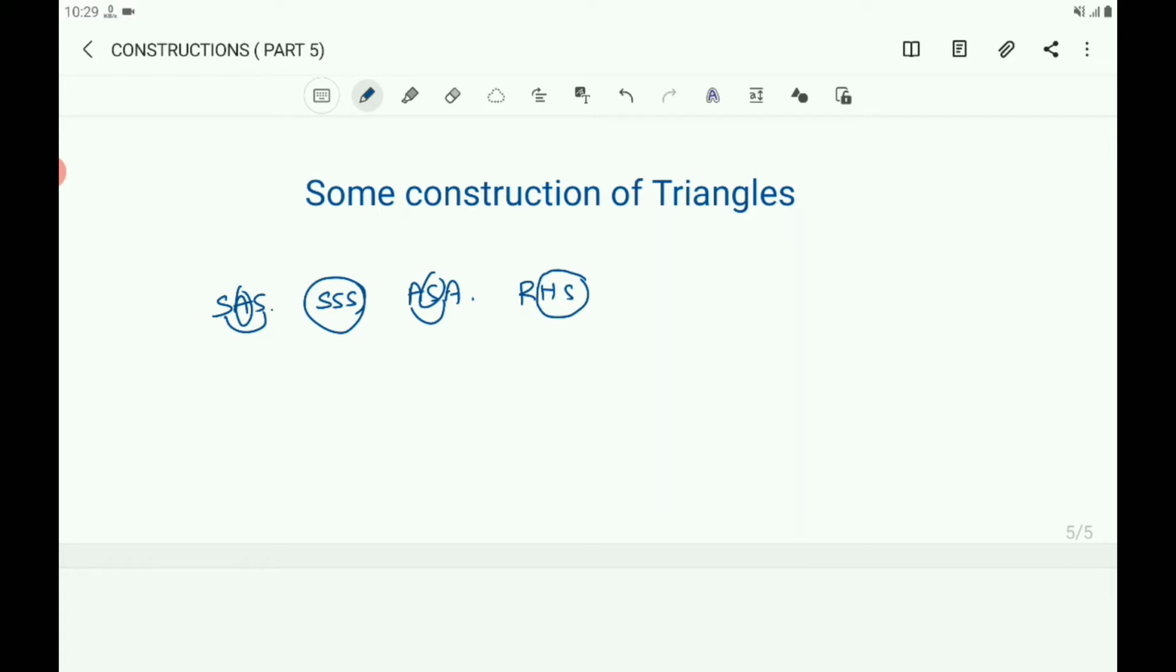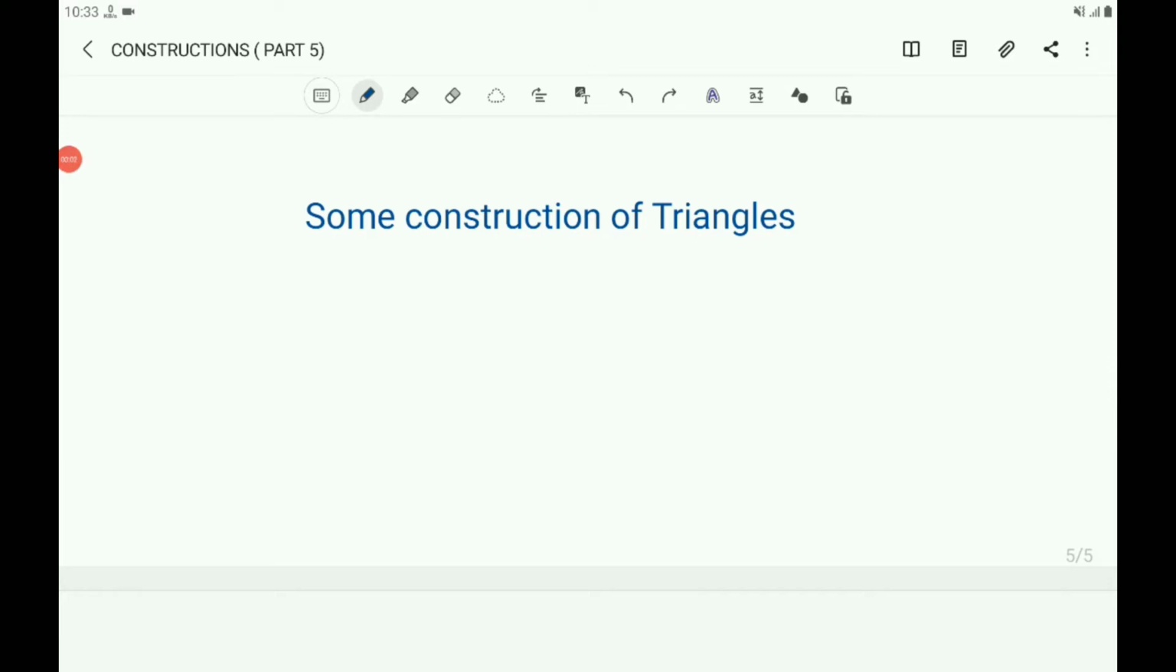Now let us consider some more constructions of triangles. You know that at least three parts of a triangle have to be given for constructing it, but not all combinations of three parts are sufficient for the purpose. For example, if two sides and an angle which is not the included angle are given, then it is not always possible to construct such a triangle uniquely.